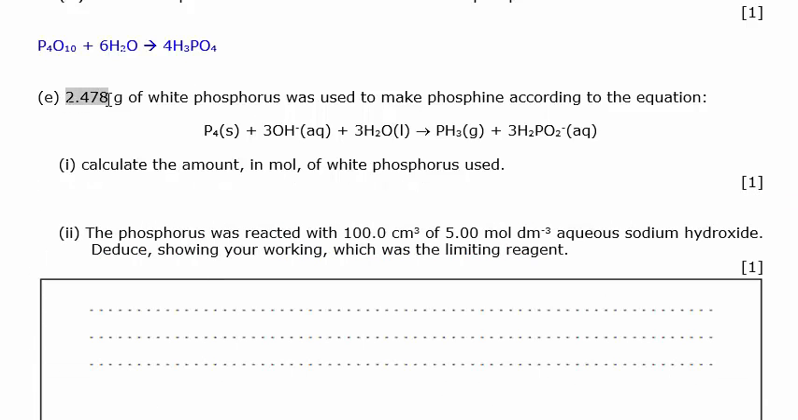Next question. 2.478 grams of white phosphorus was used to make phosphine according to the equation. Right, so there's phosphine. There's the equation. 1 phosphorus molecule plus 3 hydroxide ions. First of all, though, we just need to know how much phosphorus is used. Well, we need to divide the mass, because moles equals mass over relative mass. And what's the relative mass? Well, it's 4 times 31.